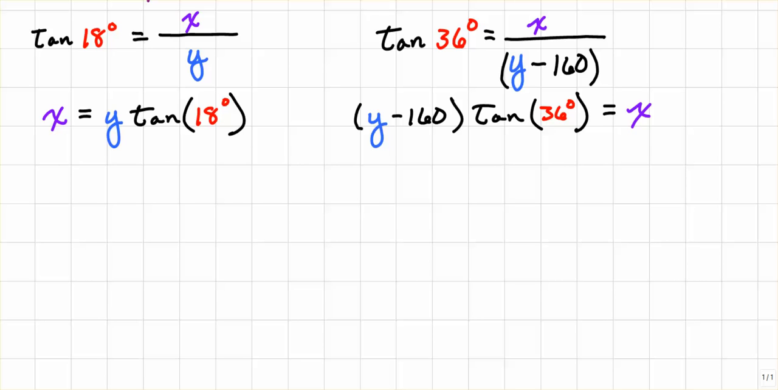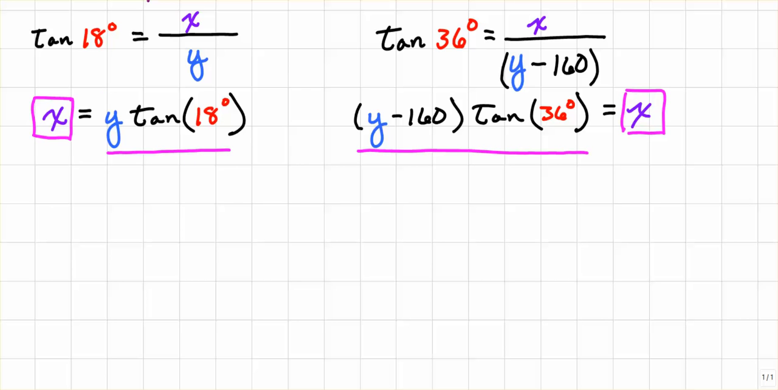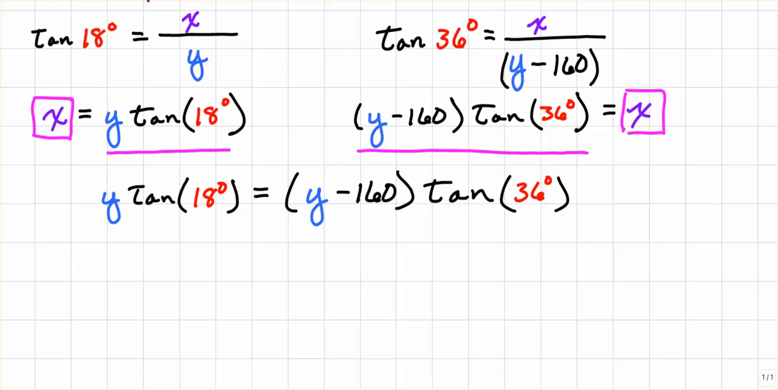Alright, now that we've done this, we can see a couple of things. First off, I note that x and x are by themselves in these two equations, which means that I can use the transitive property of equality. If a equals b and b equals c, then a equals c. So since this is equal to x and this is also equal to x, I will now set them equal to each other. So I will have y tangent 18 degrees is equal to the quantity y minus 160 times tangent of 36 degrees.